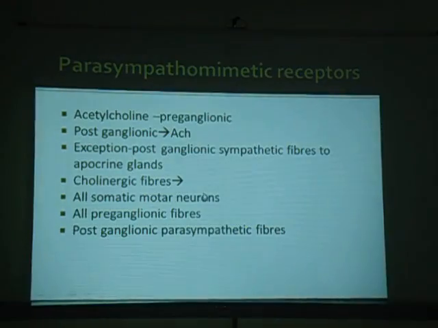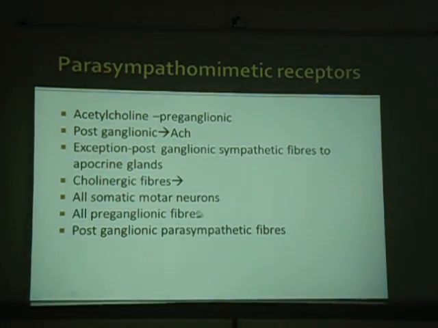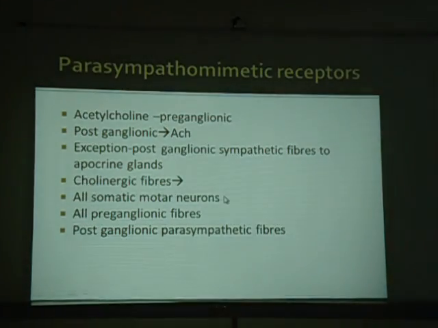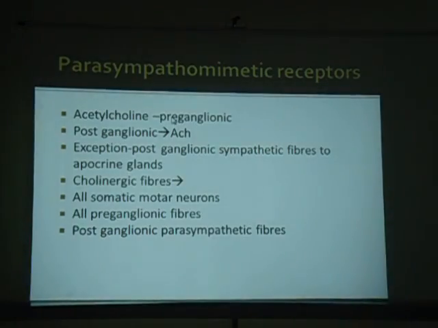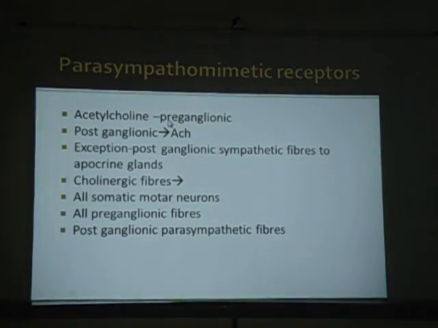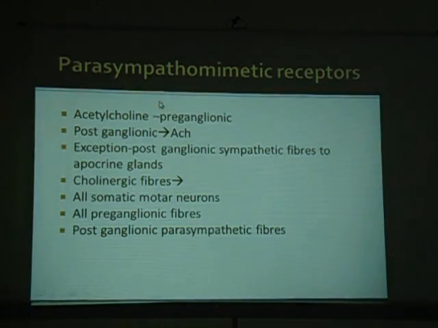So all preganglionic fibers, all somatic motor neurons and postganglionic parasympathetic fibers use the cholinergic system. Postganglionic sympathetic fibers will have the adrenergic system. So if you get a question like this, where are the parasympathomimetic receptors present, or classify anticholinergic drugs, you need to remember all these things.